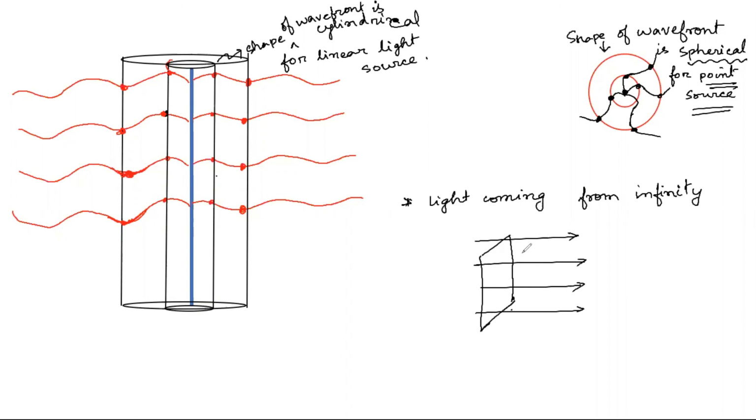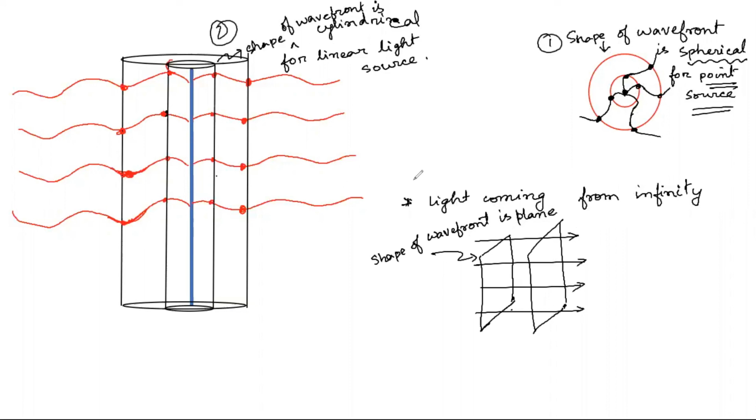Alright, so this is our first wavefront. This is the second wavefront. This is the shape of the wavefront for the source which is located somewhere at infinity. The shape of wavefront is plane. So these are the three different cases we have studied. This is our first case, this is our second case, and this is our third case.